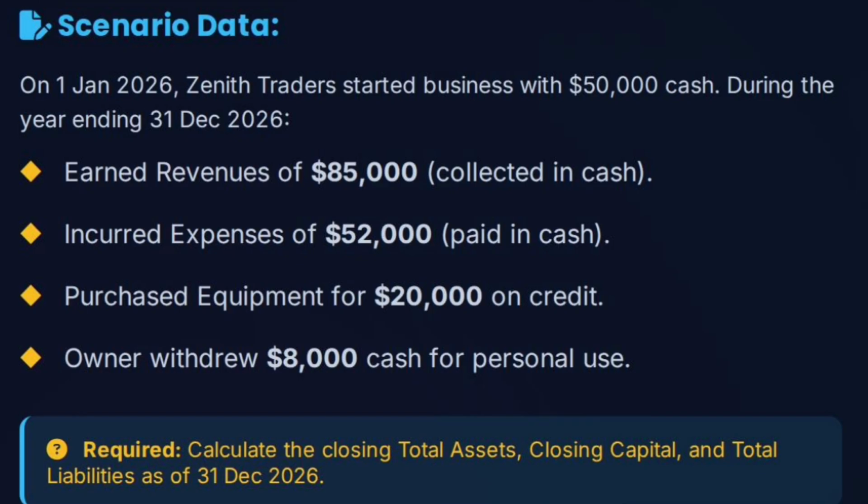Now, for the final master workout, the complete year-end verification for Zenith Traders. Zenith started the year with $50,000 cash. During the year ending 31 December 2026, it earned revenues of $85,000 collected in cash, incurred expenses of $52,000 paid in cash, purchased equipment for $20,000 on credit, and the owner withdrew $8,000 cash for personal use. Your question is to calculate the closing total assets, closing capital, and total liabilities as of 31 December 2026.